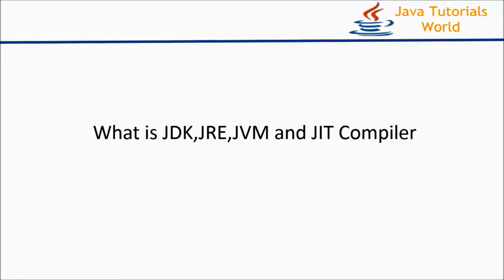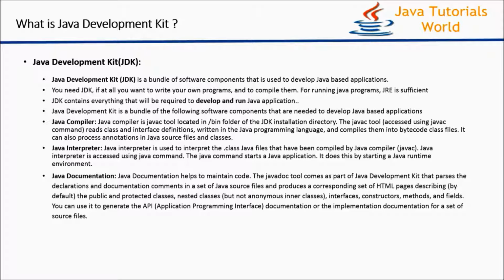Let's start with JDK. JDK stands for Java Development Kit. JDK contains software components that are used to develop Java-based applications. Let us suppose you are a Java developer or a Java learner, you must install JDK on your machine to write your own applications or programs and to compile them.